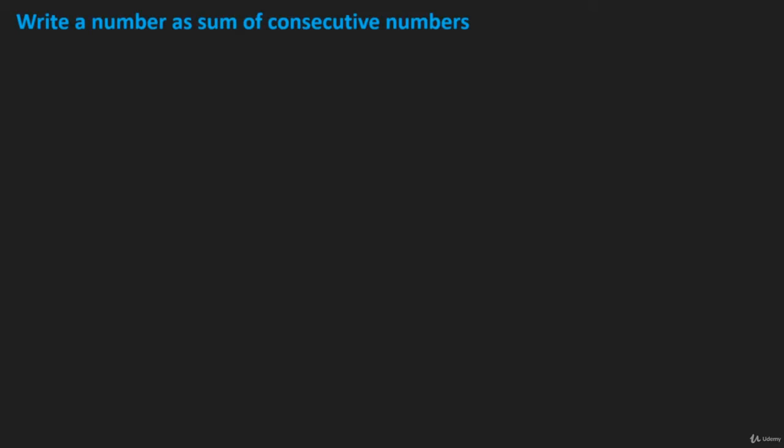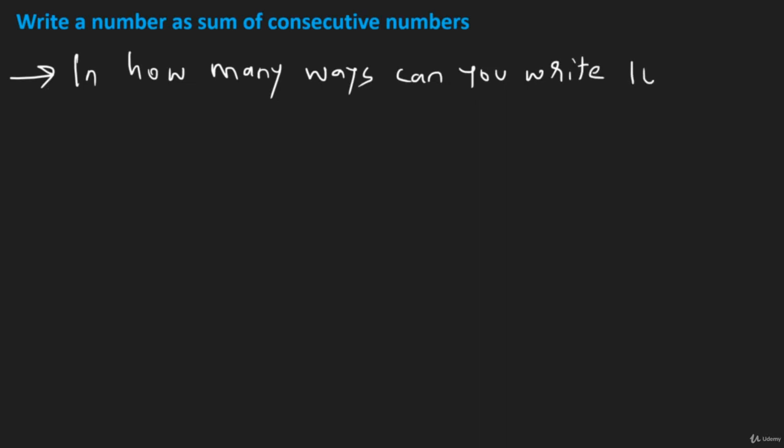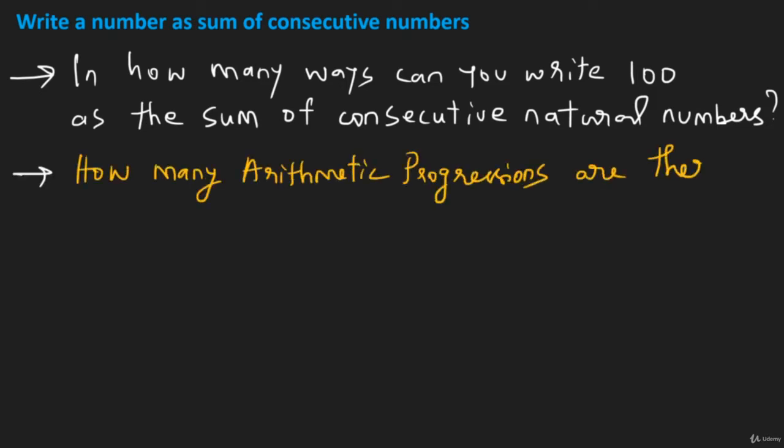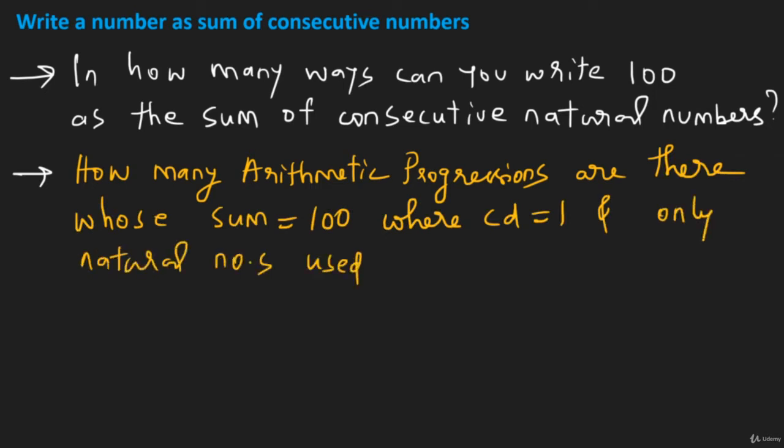In this section, let's learn about writing a given number as the sum of consecutive numbers. For example, one question could be, in how many ways can you write 100 as the sum of consecutive natural numbers? Another question could be, how many arithmetic progressions are there whose sum is equal to 100 where the common difference is equal to 1 and only natural numbers are used? So these are one and the same thing. We are trying to write 100 as the sum of consecutive natural numbers.